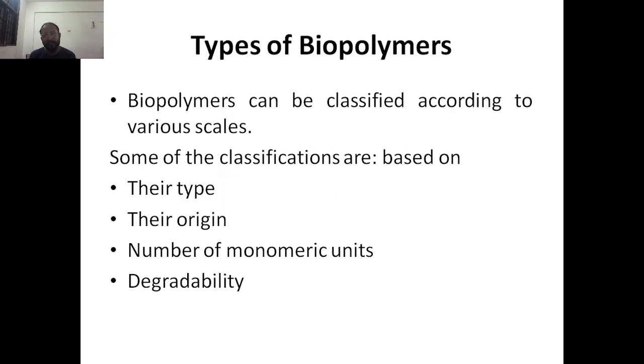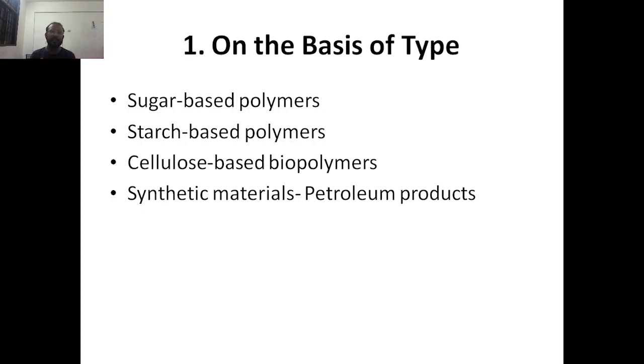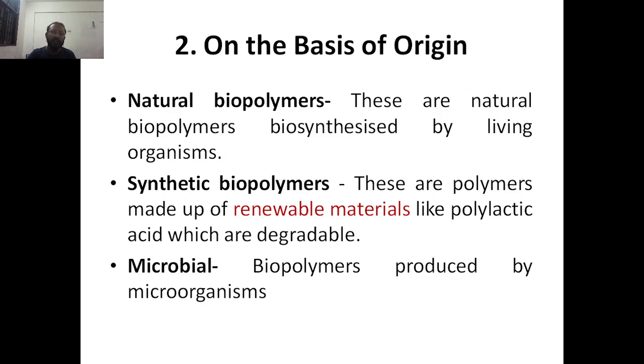Based on different things, we are having different types of biopolymers. Biopolymers can be classified according to various scales. Some of the classifications are based on their type, their origin, number of monomeric units, and degradability. Based on their type, we are having sugar-based, starch-based, cellulose-based, synthetic material-based, because different types of molecules make different polymers. And on the basis of origin, we are having natural biopolymers, synthetic biopolymers, and microbial polymers.